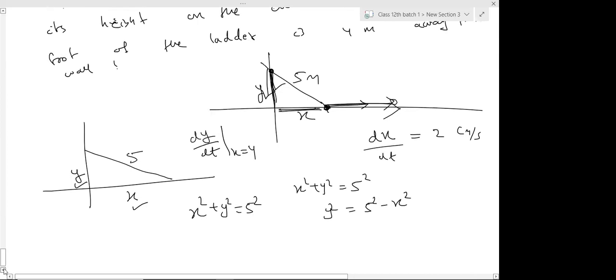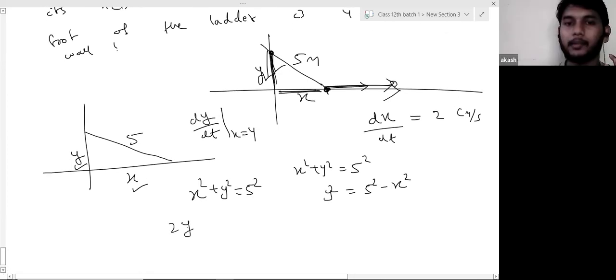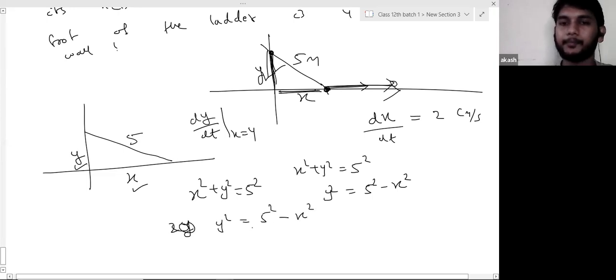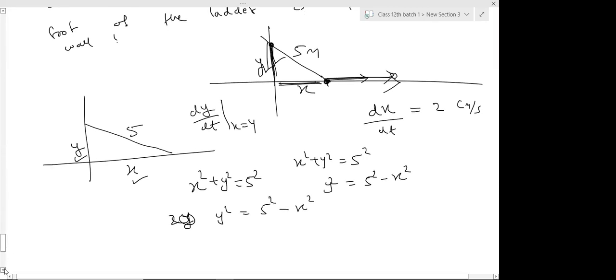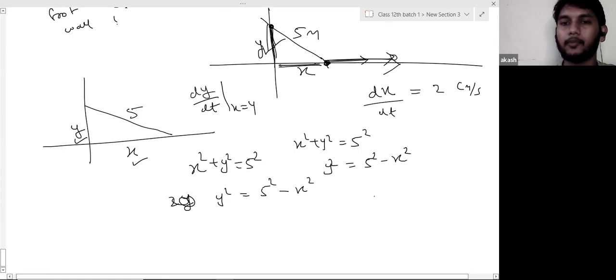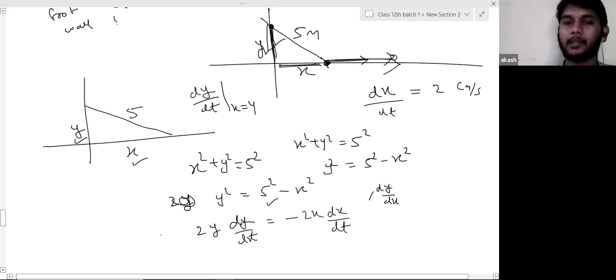So now we can write that y square equals 5 square minus x square, right? So now you can differentiate this and find the value of dy by dt in terms of dx by dt. How can we differentiate this? 2y dy by dt equals, 5 square's differentiation is 0, so minus 2x dx by dt. Yes or no?